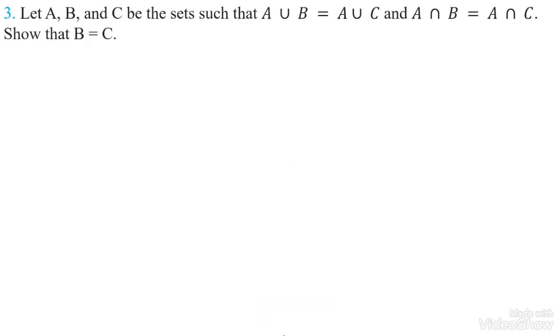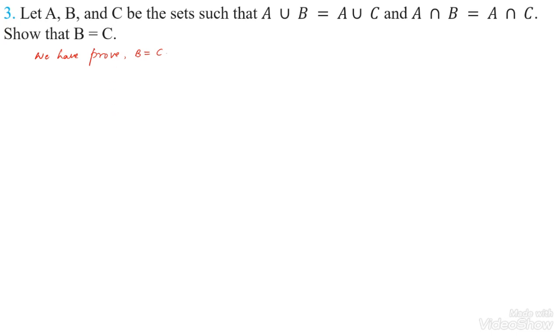Now let us move on to question number 3. Let A, B and C be sets such that A union B is equal to A union C and A intersection B is equal to A intersection C. Then we have to show B is equal to C. In order to prove this, we have to prove B is equal to C. B is equal to C means the set B contains the same elements as C, so B and C are equal sets.